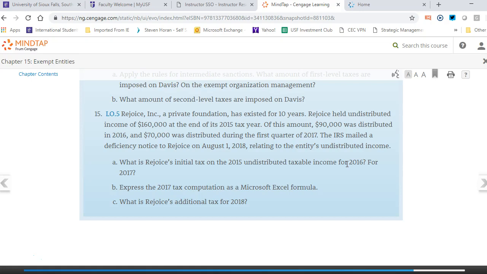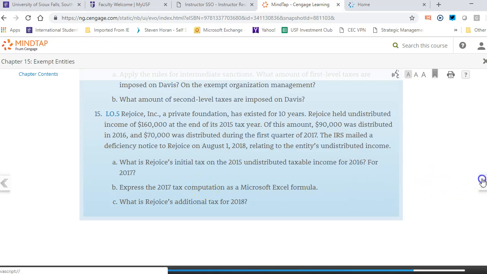And then it says, what's the additional tax for 18? Well, by 18, everything was distributed because they distributed the final 70,000 in the first quarter of 17. So by the time we get to 18, everything has been distributed and there's no tax. So total tax paid is 30% of 70,000, or 21,000, which relates to 16.